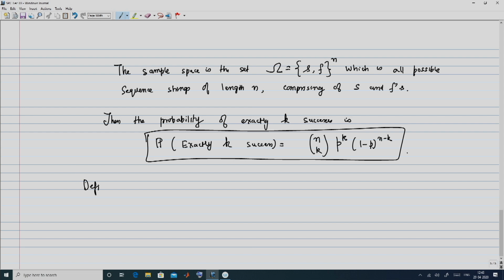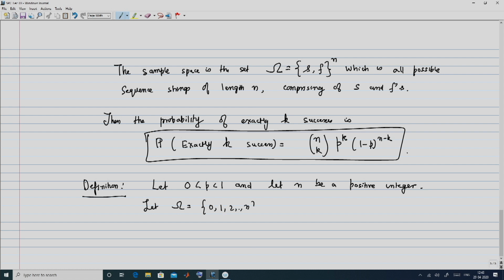Now I am in a position, once the motivation is done, to start off with the definition. So, let 0 less than p less than 1 and let n be a positive integer, then let omega be 0, 1, 2 all the way to n. Then the probability distribution of omega with mass function.